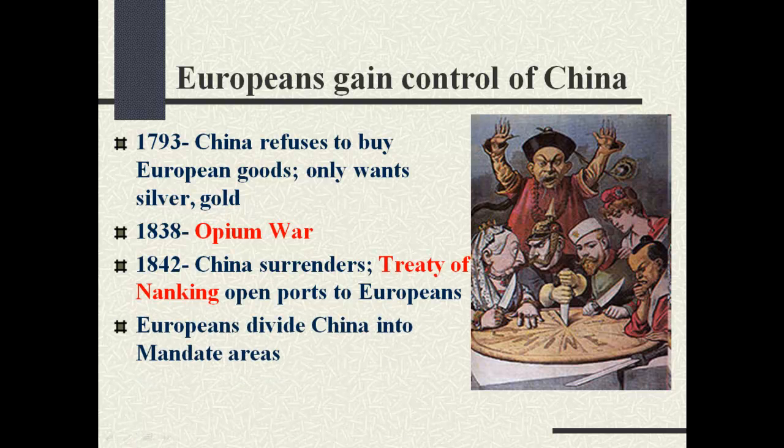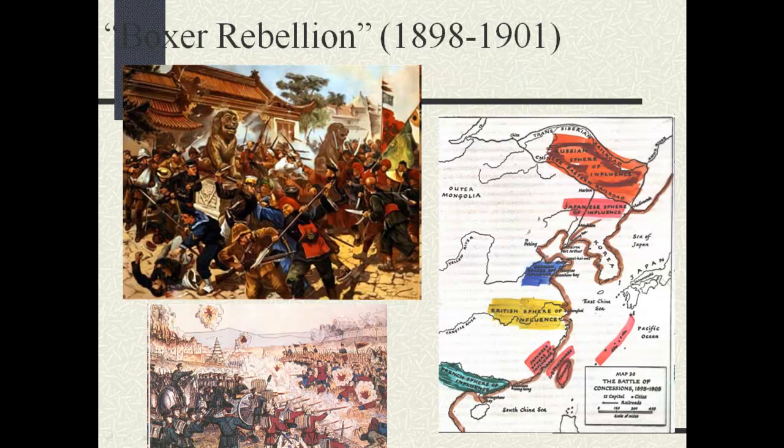Europeans divide China into mandate areas, and now in 1898 to 1901 we have the Boxer Rebellion. Now this is a rebellion. The reason they're called boxers is what the foreigners called them, because they're great martial artists. They can fight, and they're athletic, and that's what they're known as. They wanted to fight against the foreigners.